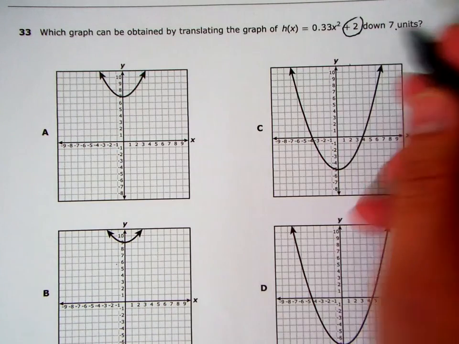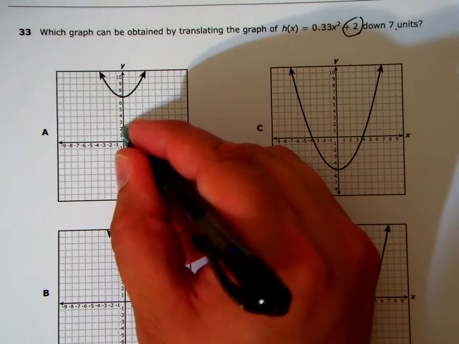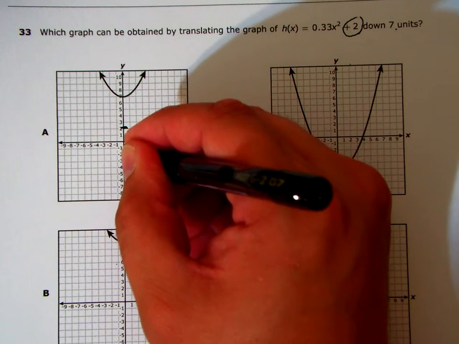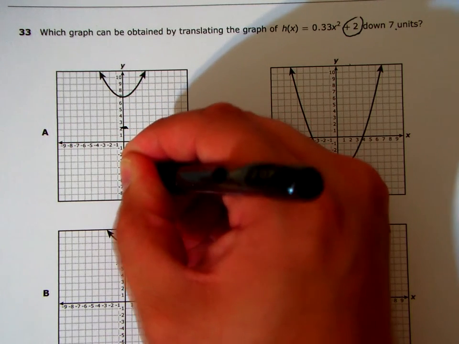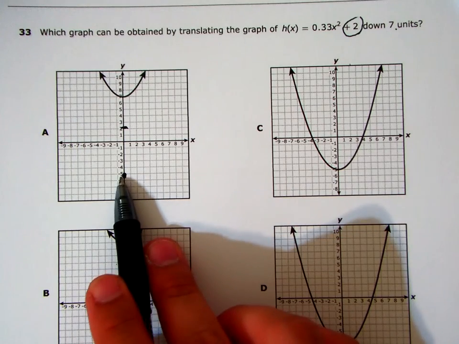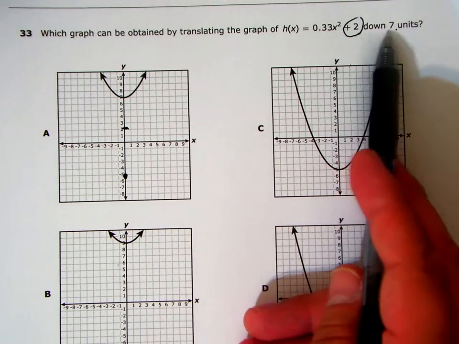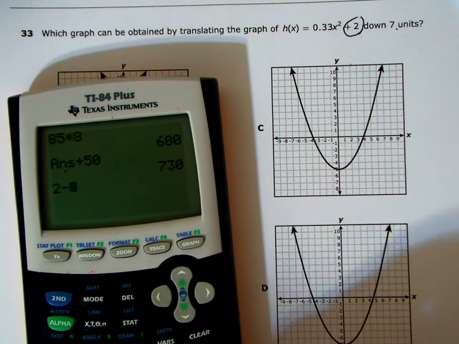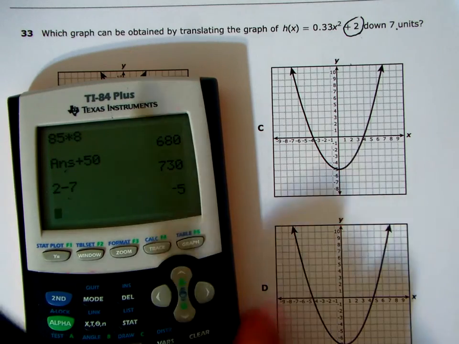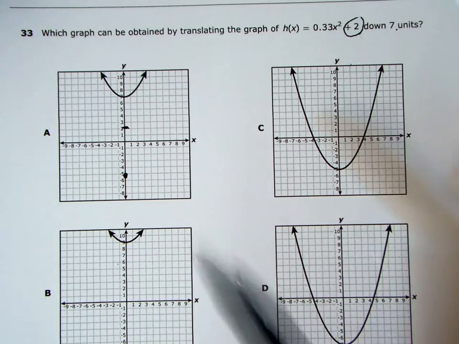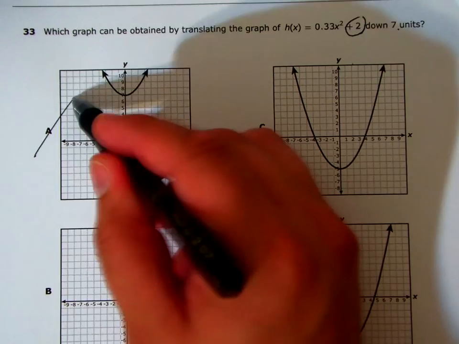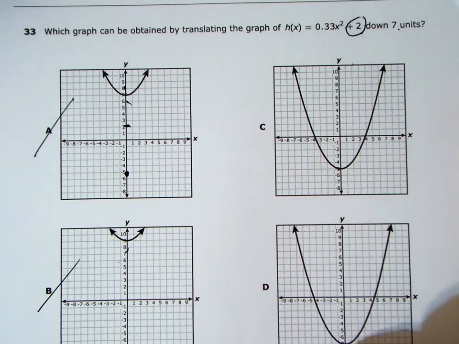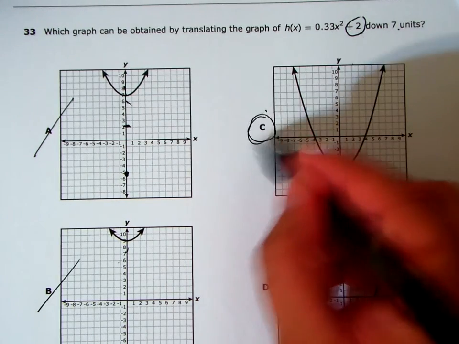So here, if it starts at 2, and we're going to go down 7. 1, 2, 3, 4, 5, 6, 7. Look for one that intercepts at what? Negative what? 5. Because 2 minus 7, right, on the calculator, 2 minus 7 equals what? Negative 5. So which intercepts at negative 5? These are way above here, right? These two are below, so this one's a negative 5, that's at negative 7. So it'll be what? C.